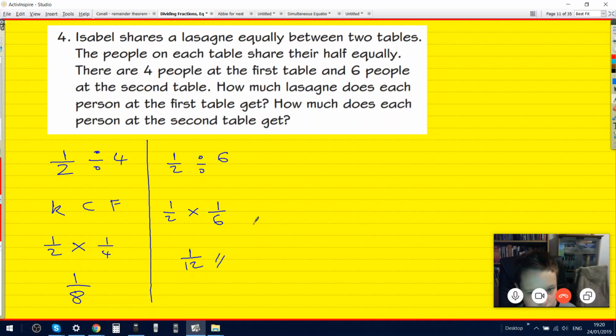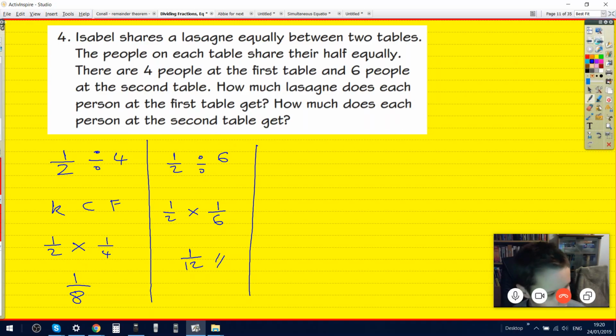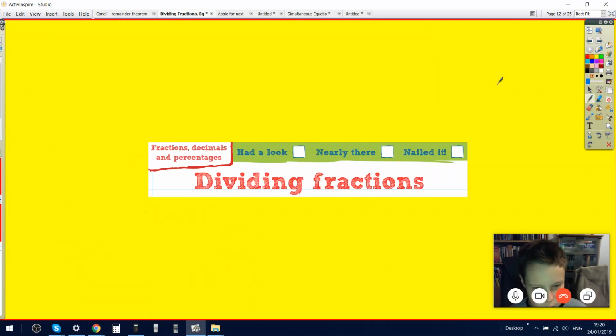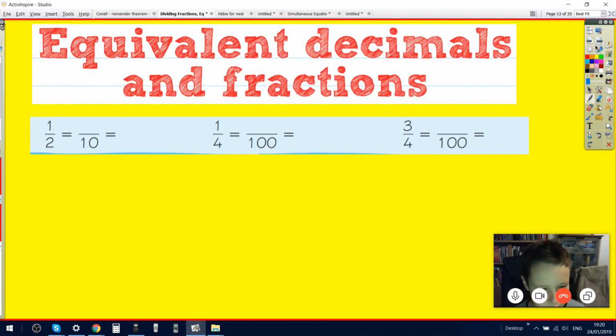Any questions there? No, I don't think I have any. I thought it was a trickier question. I thought it would be a half divided by 4 divided by 6. I thought we'd have to do an eighth divided by 6, but it was okay. Dividing fractions, what do you give yourself? I think, yeah, nailed it.